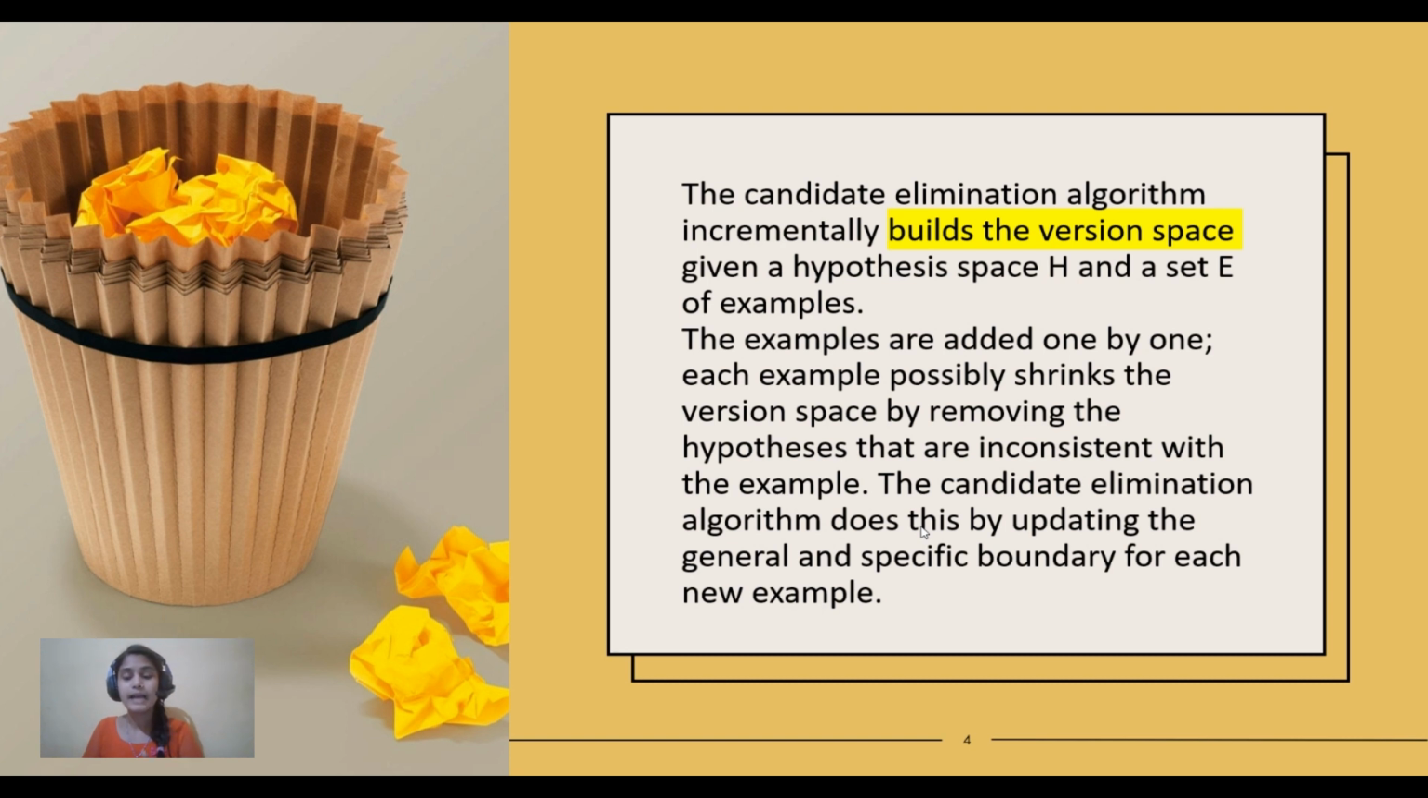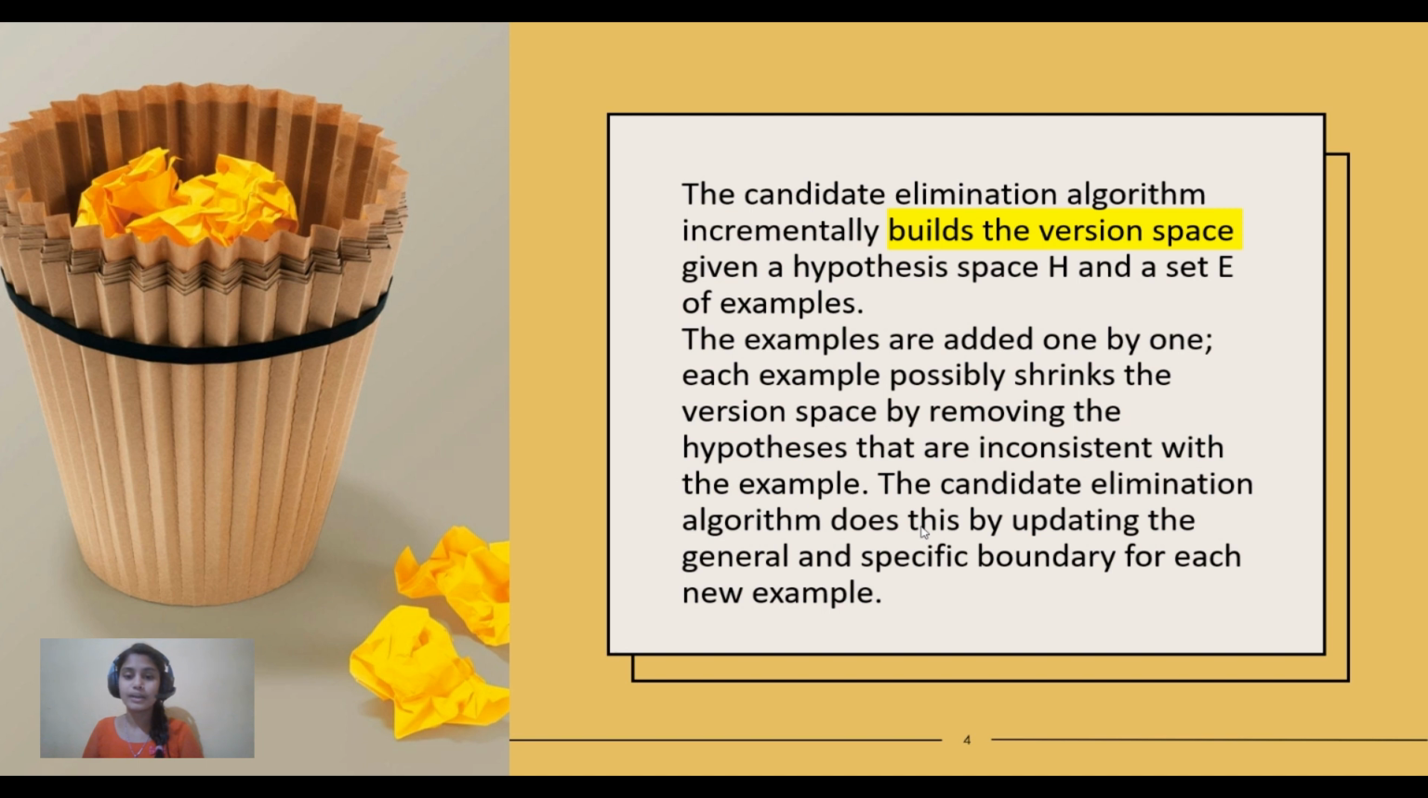The examples are added one by one. Each example possibly shrinks the version space by removing the hypotheses that are inconsistent with the example. The candidate elimination algorithm does this by updating the general and specific boundary for each new example.